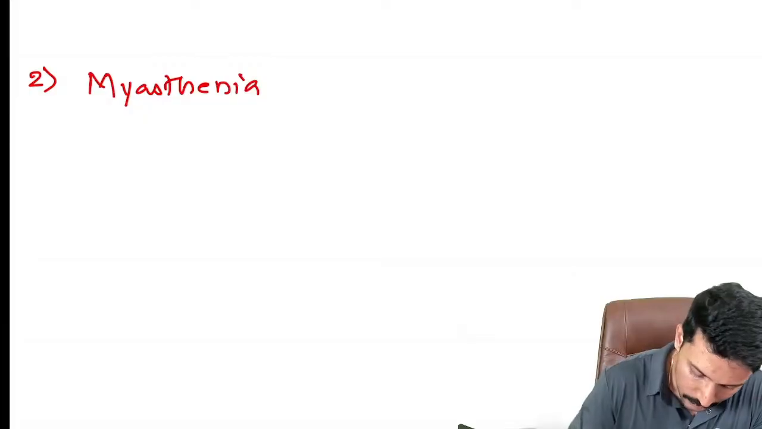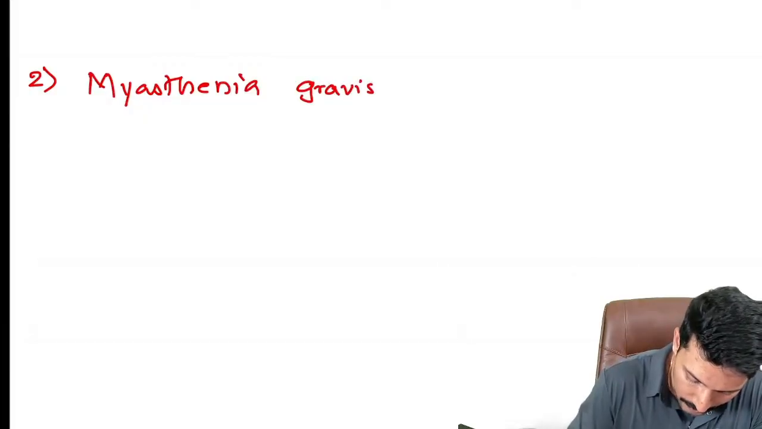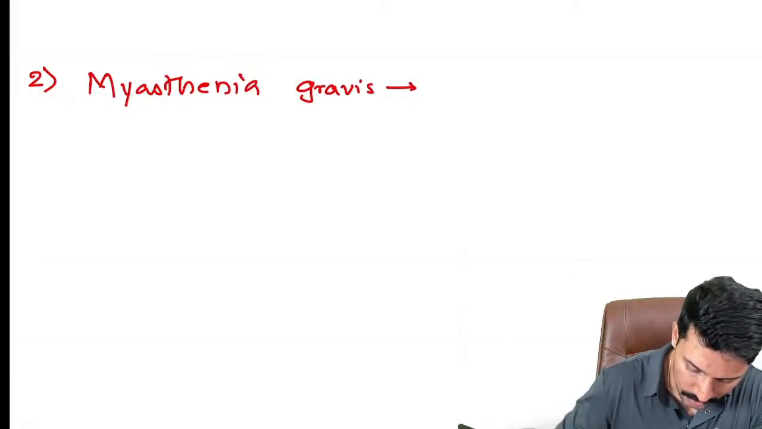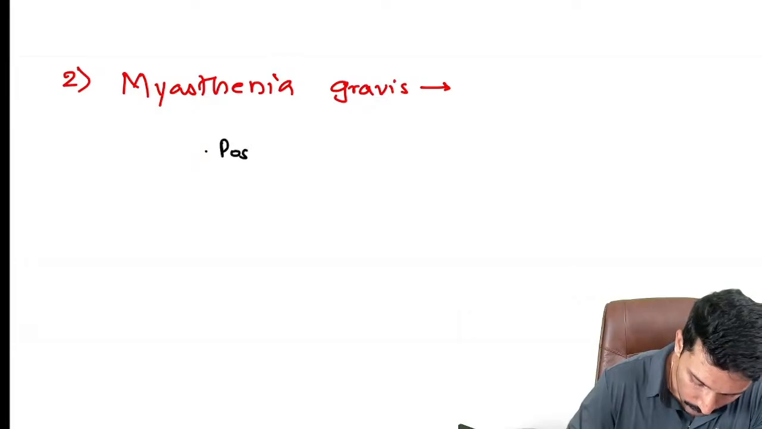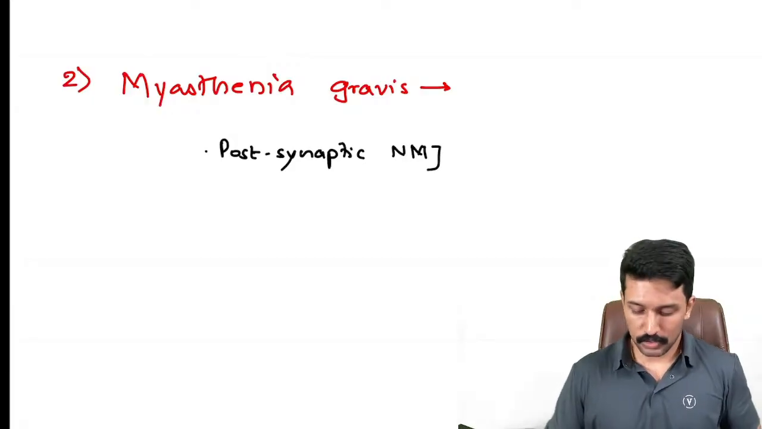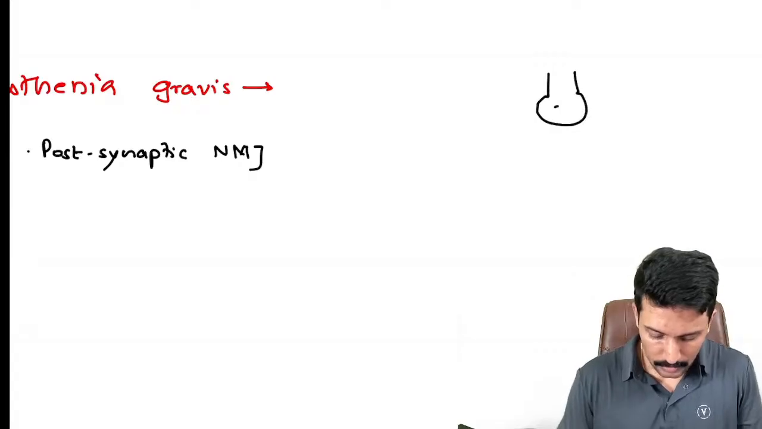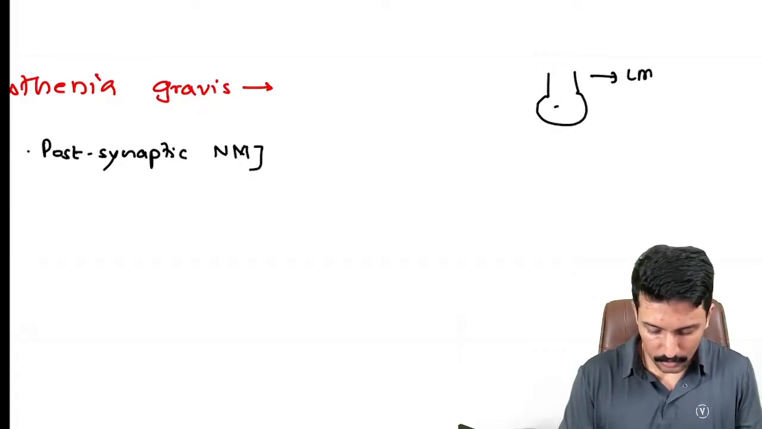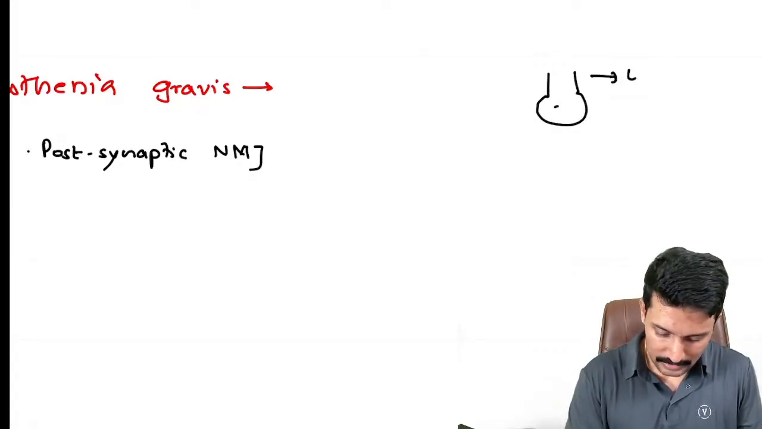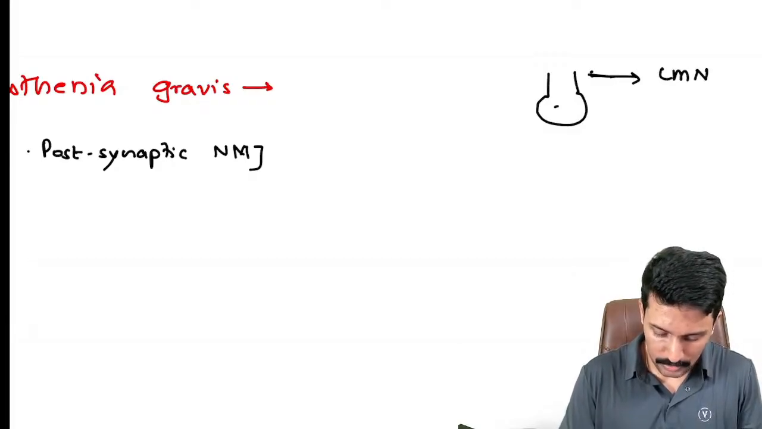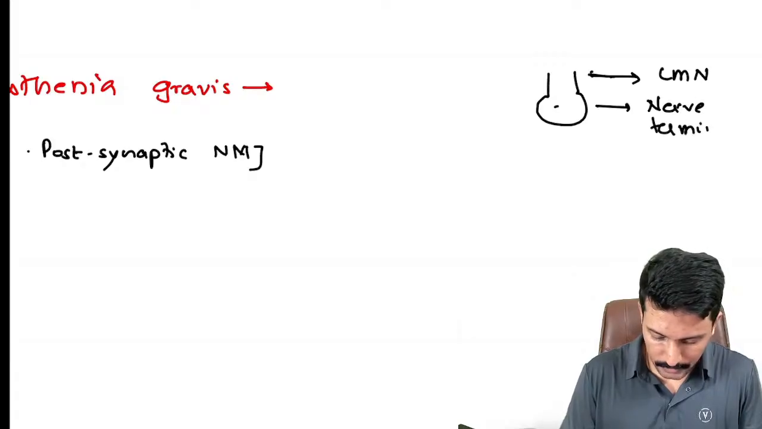So when it comes to myasthenia gravis, what are the key points that you need to remember? Myasthenia gravis is a postsynaptic neuromuscular junction disorder. Why am I calling it postsynaptic? Because when you look at the neuromuscular junction, you have a nerve terminal, which is primarily the lower motor neuron, and its end is what we call the nerve terminal. So this is the lower motor neuron. This part is the nerve terminal.